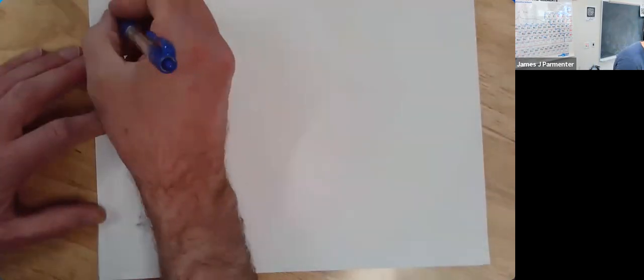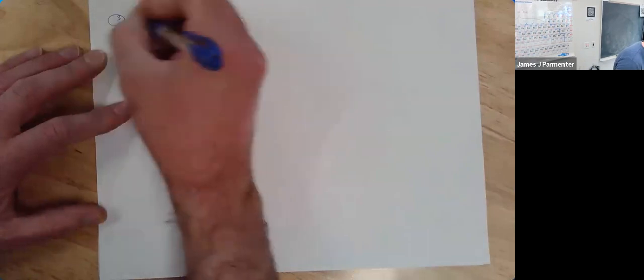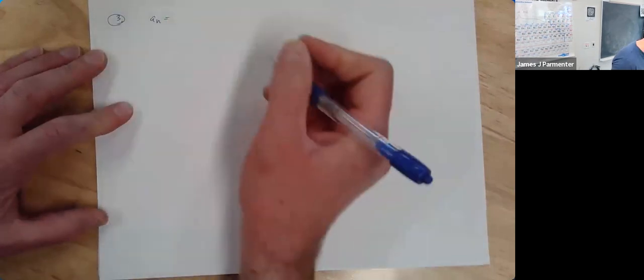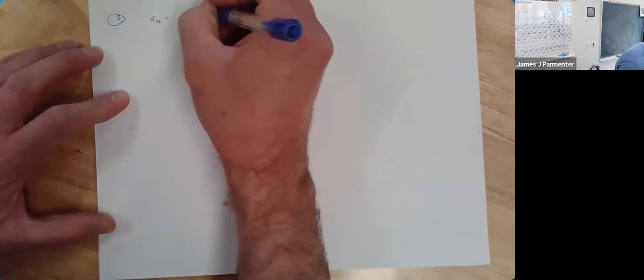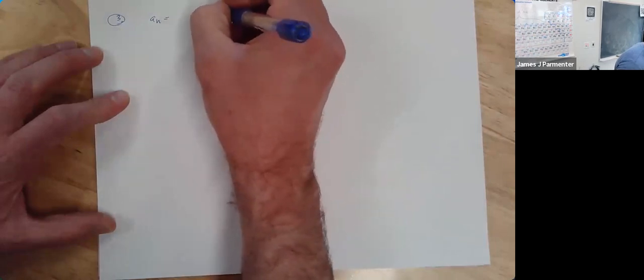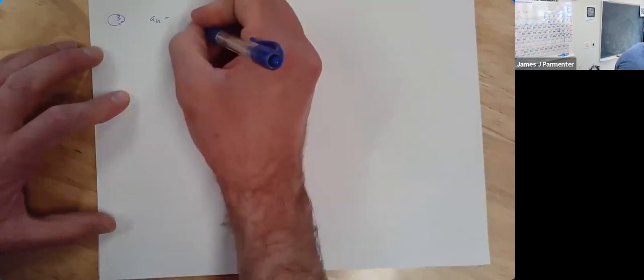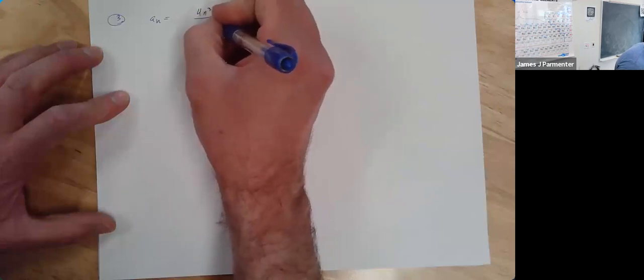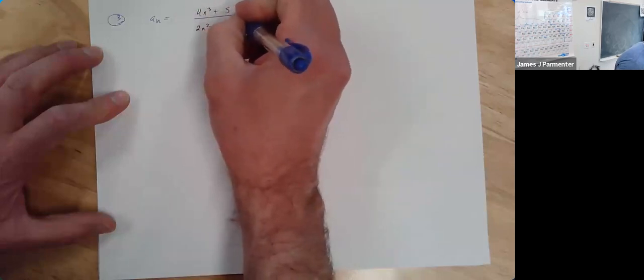Let's say we had something like our sequence equaling, I don't know, 4n cubed plus 5 over 2n squared plus 3n plus 1.